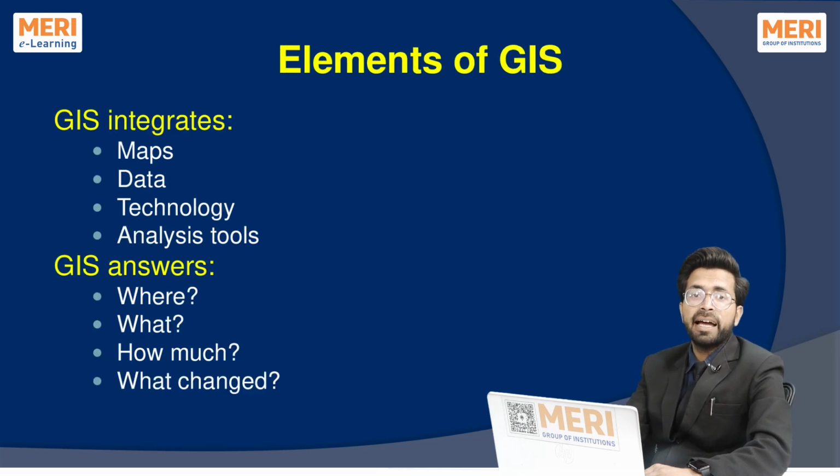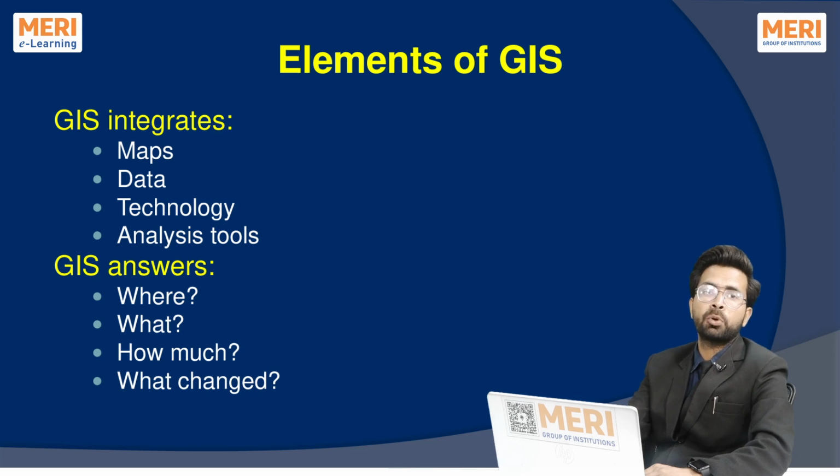Now, what are the elements of GIS? GIS integrates maps, data, technology, and analysis tools into a unified system. Maps provide visualization, data provides information, technology enables processing, and analysis tools generate insights. GIS answers spatial questions such as where, what, how much, and what changed. By combining these elements, GIS becomes a powerful decision support system.